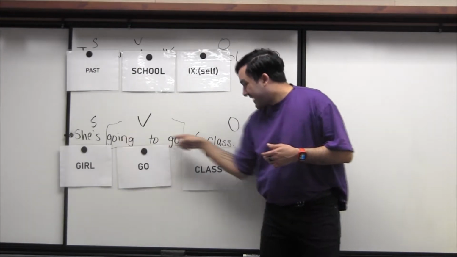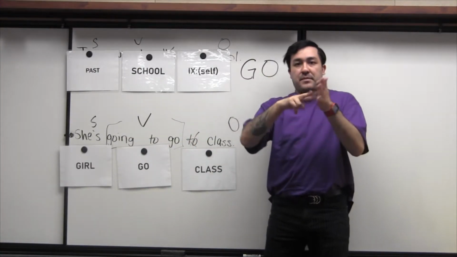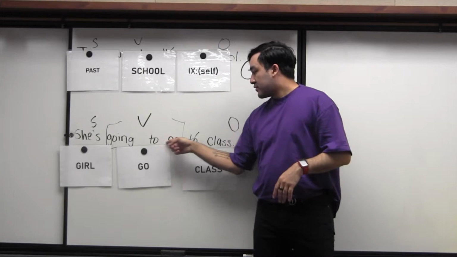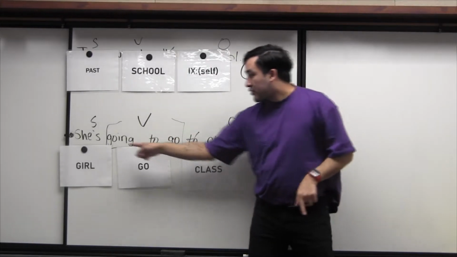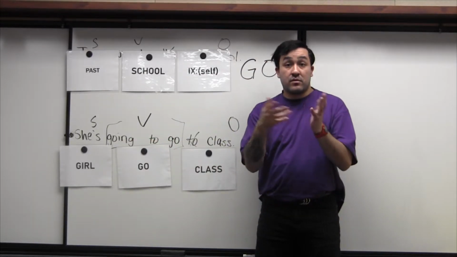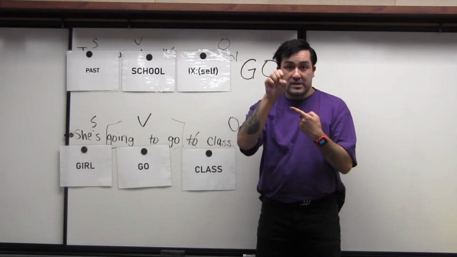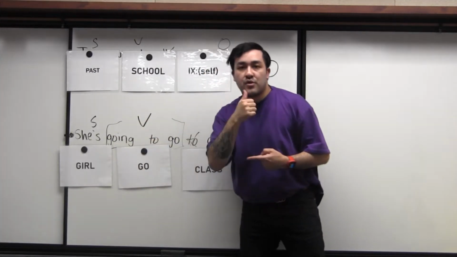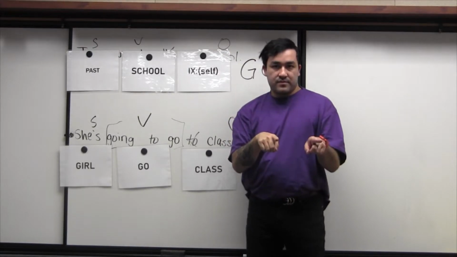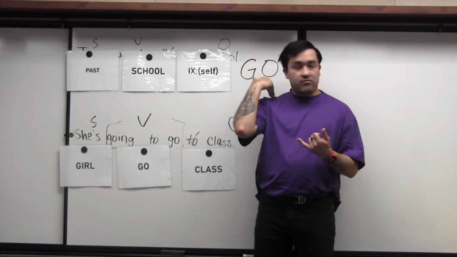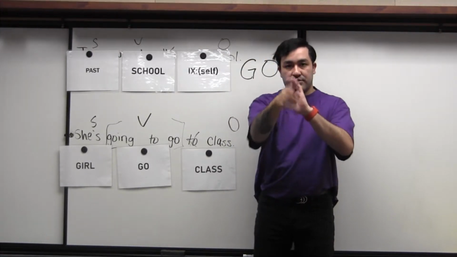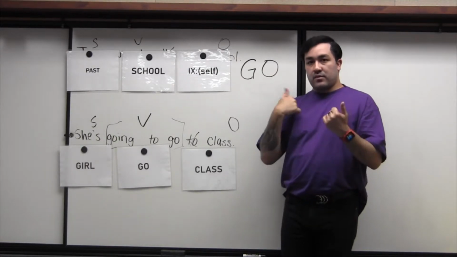So why is going to go just one verb, right? Because it only means one thing. That part means go, but the going to means future. It's going to happen. In the future, this is what's going to happen. So the girl will go to class. So, not now, not in the past, but in the future. So later. So that's actually good to know.